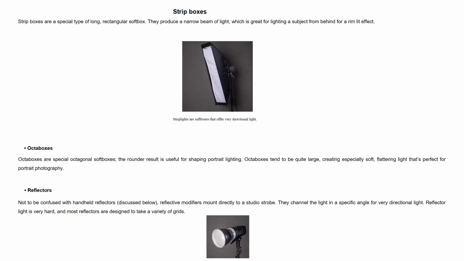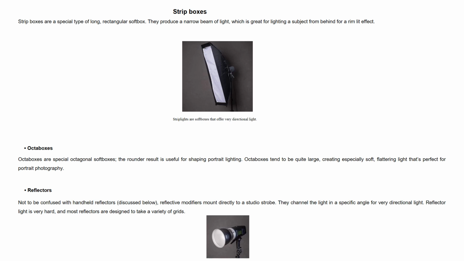Next is strip boxes. Strip boxes are a special type of long rectangular softbox. They produce a narrow beam of light, which is great for lighting subjects from behind for a rim lit effect. You can see the photograph of strip boxes. It's a very directional light.